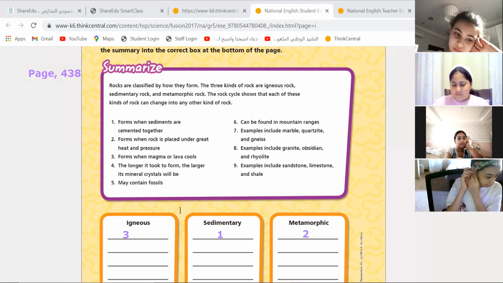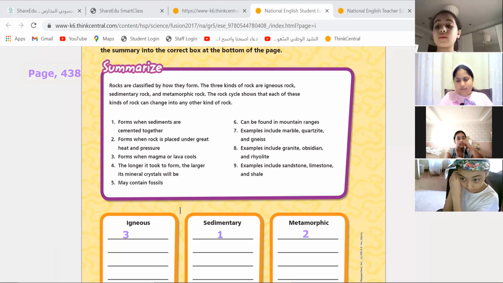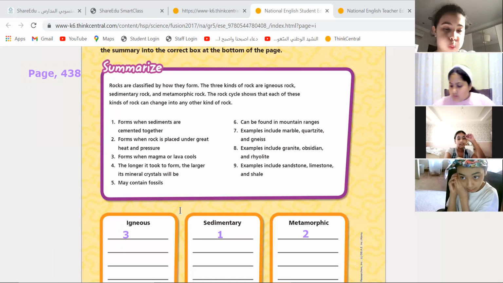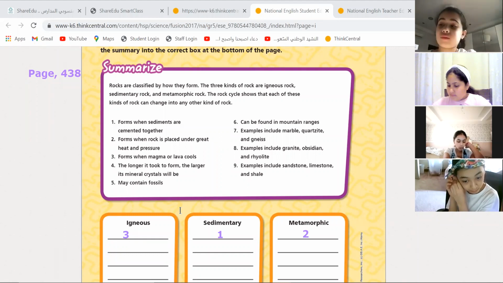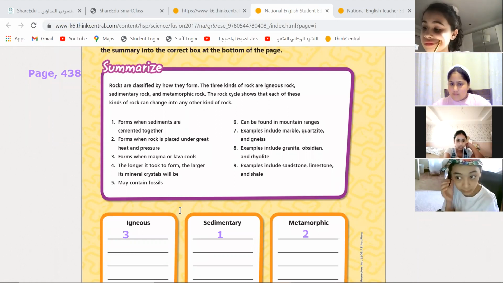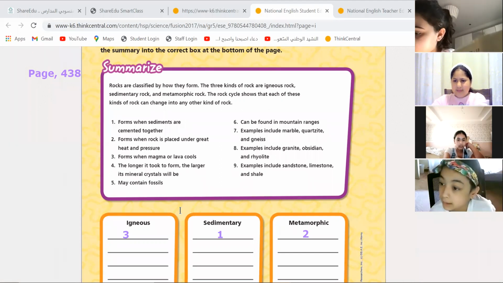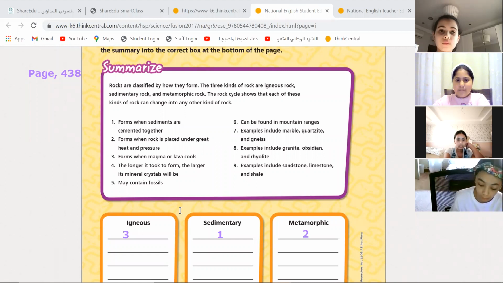Are you sure? Remember when I told you something will cool down quickly and something will take time to cool down, so they can get crystal minerals and you can see them with your own eye. If it takes time, it will have larger mineral crystals that you can see with your own eye. Is it igneous, sedimentary, or metamorphic? Metamorphic. It takes time to cool down. Igneous. Excellent, it is igneous.